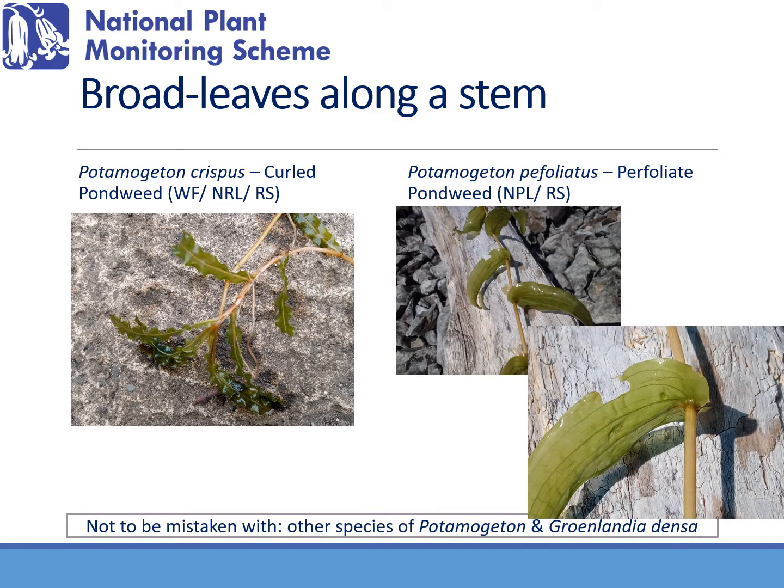We move now to those which have got broad leaves along a stem. There are only two species that you need to be able to recognise for the wildflower and the indicator level of recording, and these are both species of pondweed. The pondweeds, or Potamogeton, are one of the largest genus of freshwater plants in the UK. There are in excess of 40 different species and recognised hybrids.